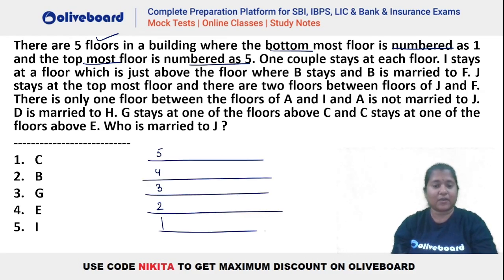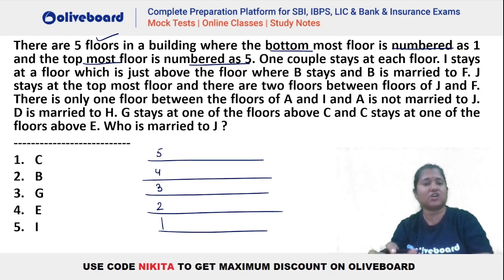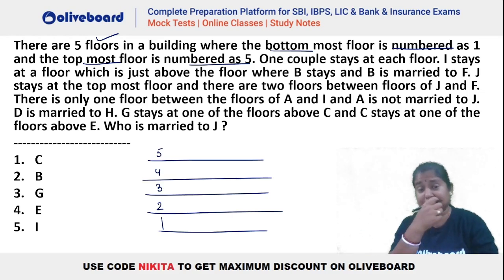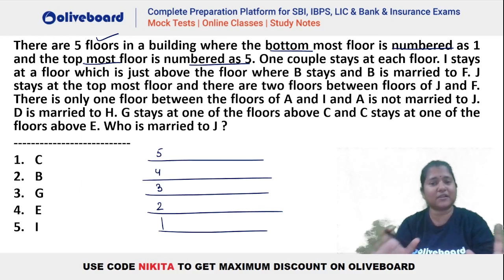Now what is given? One couple stays at each floor. So there has to be one couple on every floor, right? It is not given that we have 2 flats or 3 flats on every particular floor. It is just one flat on one floor, but there has to be one couple staying at every floor.